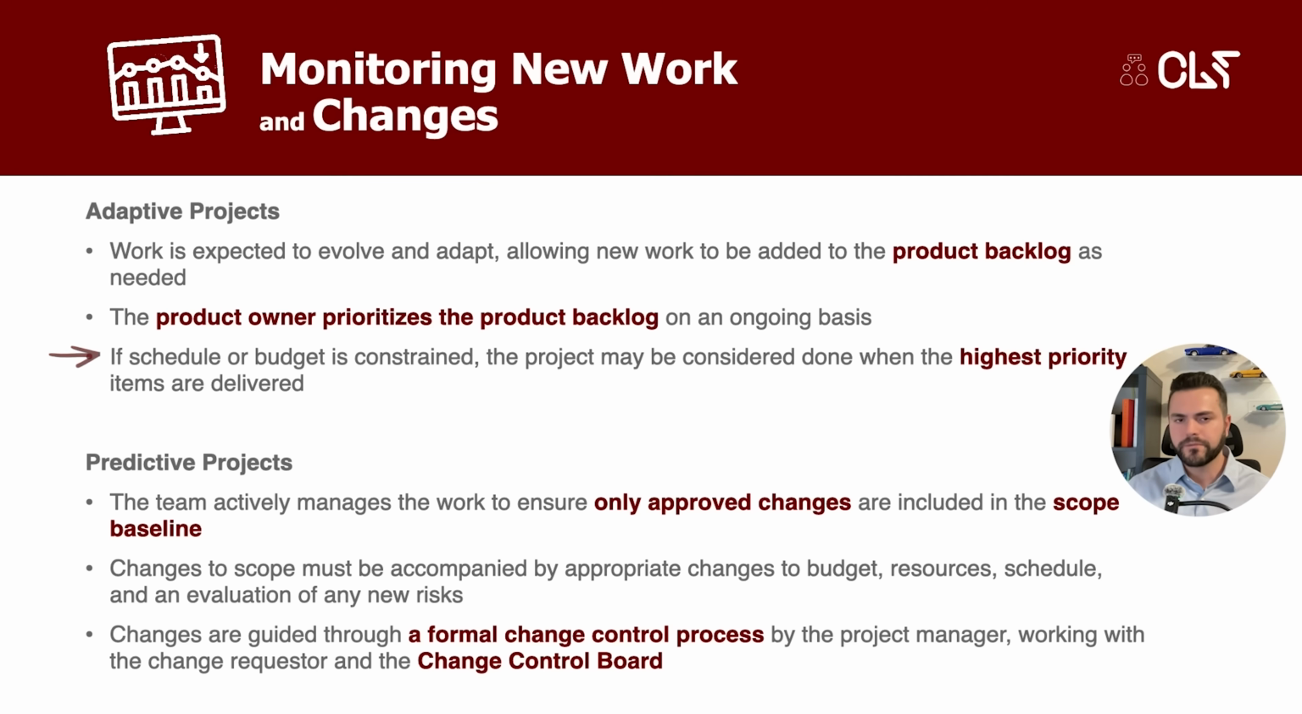If the schedule or budget is fixed, the project may be considered done when the highest priority items are delivered. However, in predictive projects like Waterfall, the team actively manages the work to ensure only approved changes are included in the scope baseline. Any change to scope must be accompanied by appropriate changes to budget, resources, schedule, and an evaluation of any new risks. These changes are guided through a change control process managed by the project manager who works with a change requester as well as the change control board.